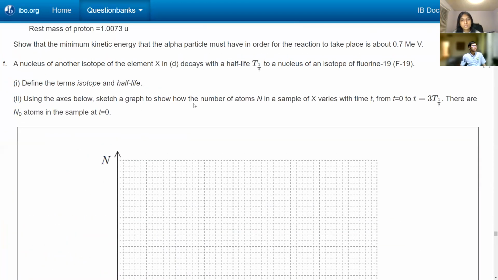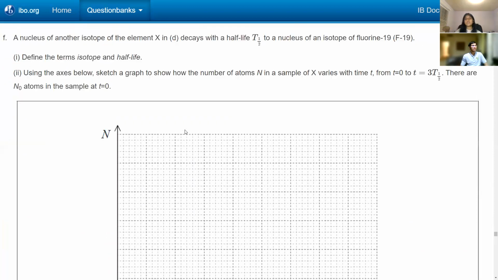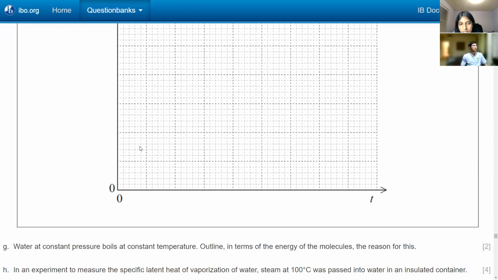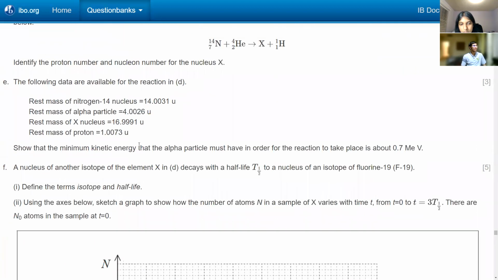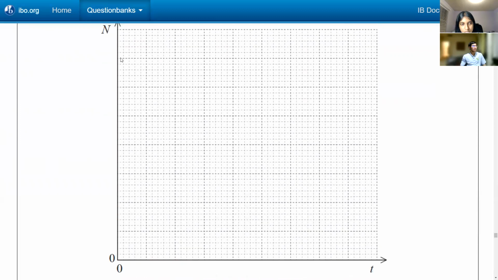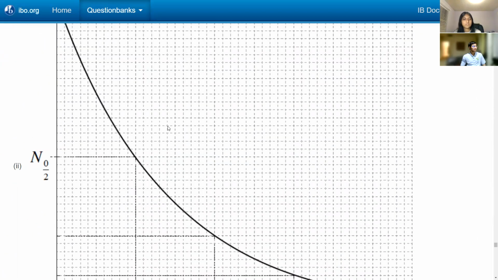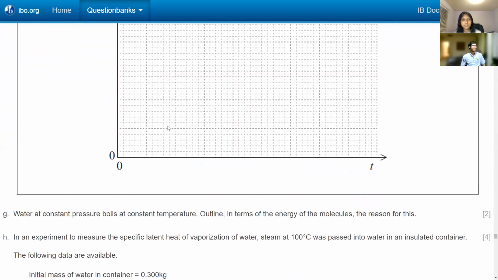Using the axes below, sketch a graph to show how the number of atoms n in a sample of X varies with time t from t equals 0 to 3 half-lives. There are n naught atoms in the sample at t equals 0. You kind of just arbitrarily draw that. I suppose so. You just label how many are there. You could call that n naught, and then call this 1 half-life, and that would go down to here, right? Call that the second half-life, then call that the third half-life. Yeah, that's really weird. So, yeah, okay.